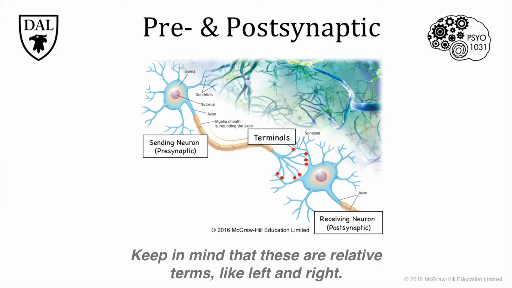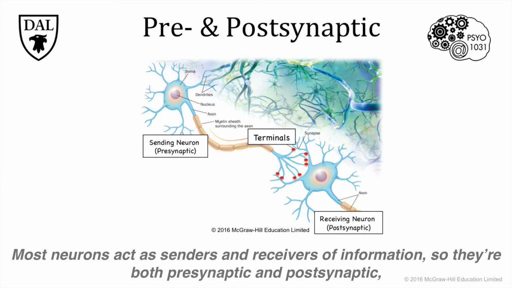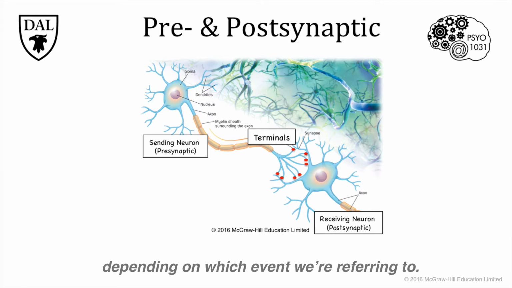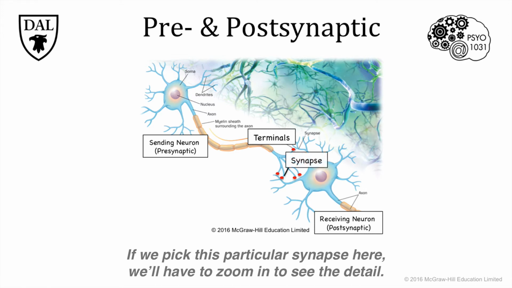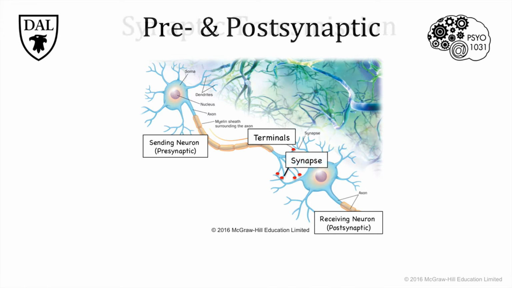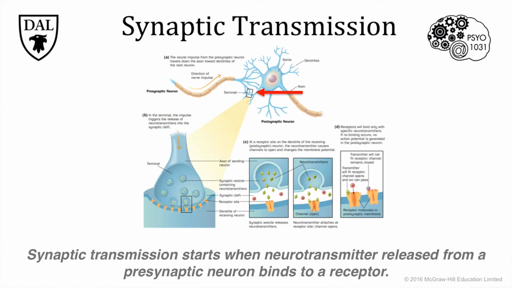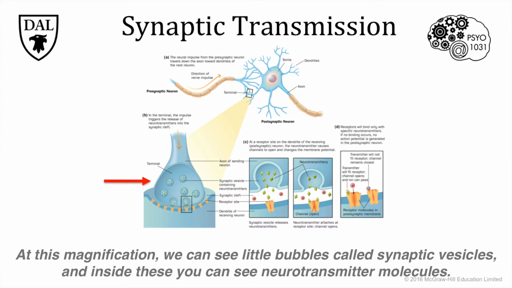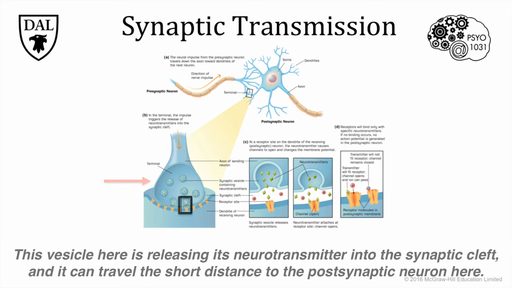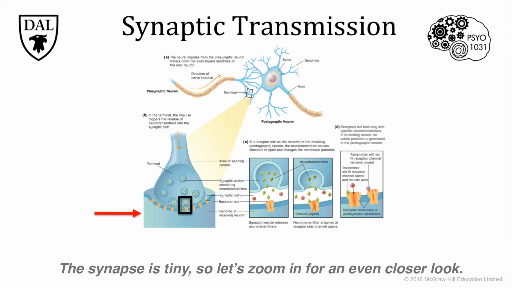Keep in mind that these are relative terms, like left and right. Most neurons act as senders and receivers of information, so they're both presynaptic and postsynaptic depending on which event we're referring to. If we pick this particular synapse right here, we'll have to zoom in to see the detail. Synaptic transmission starts when neurotransmitter released from a presynaptic neuron binds to its receptor. At this magnification, we can see little bubbles called synaptic vesicles, and inside these you can see neurotransmitter molecules. This vesicle here is releasing its neurotransmitter into the synaptic cleft, and it can travel the short distance to the postsynaptic neuron here. The synapse is tiny, so let's zoom in for an even closer look.